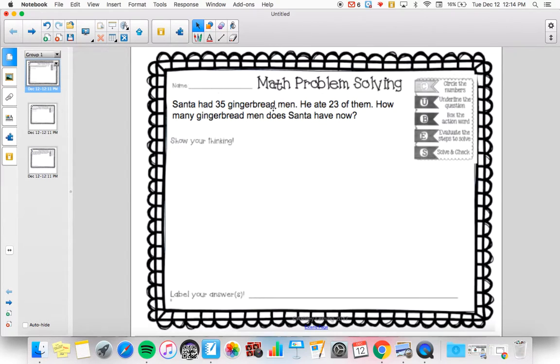So I'm going to go ahead and start by reading our word problem, and it says, Santa has 35 gingerbread men. He ate 23 of them. How many gingerbread men does Santa have now? So I'm going to start by circling my numbers. We have 35. Oop, you know what? I'm going to use a different color than that. Sorry, guys. We don't want to use black. Let's use red. So I'm going to circle 35.